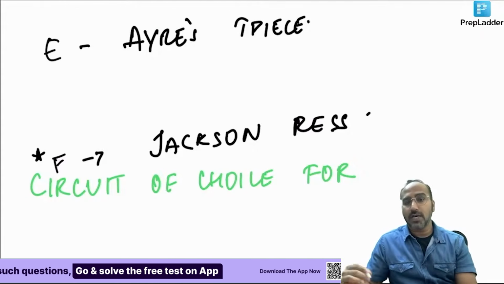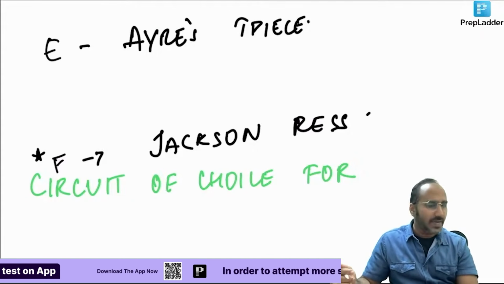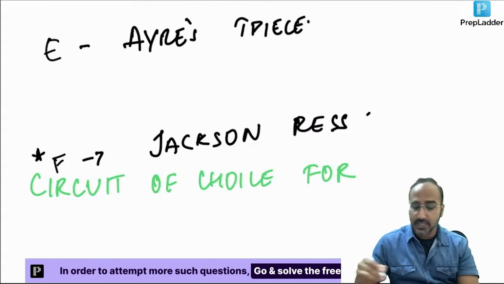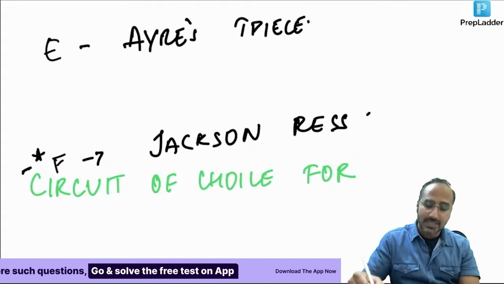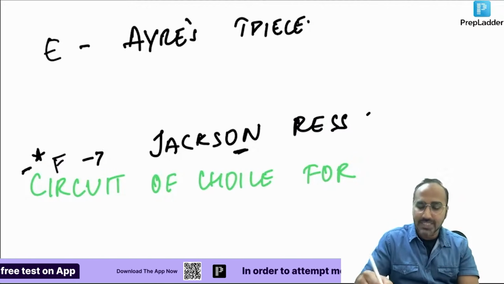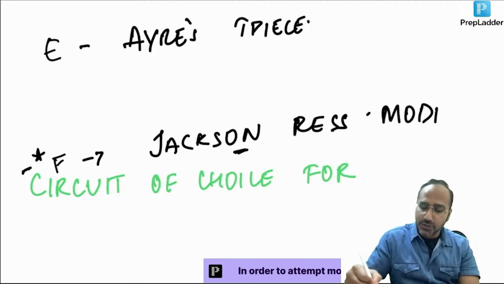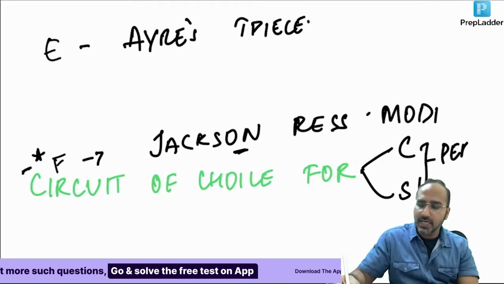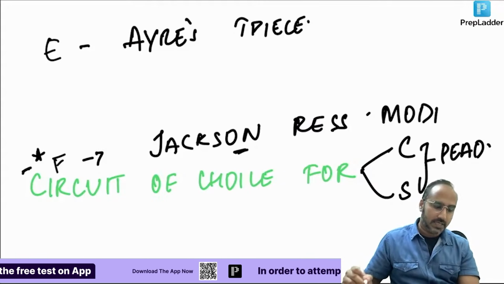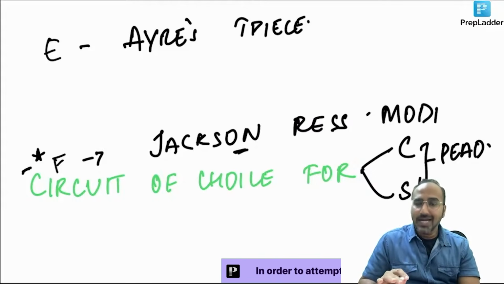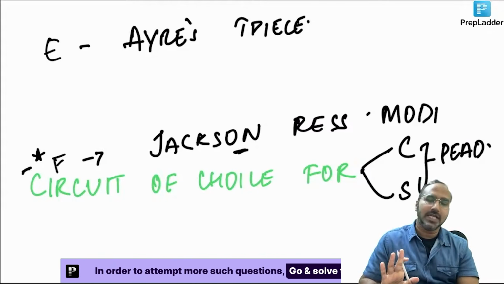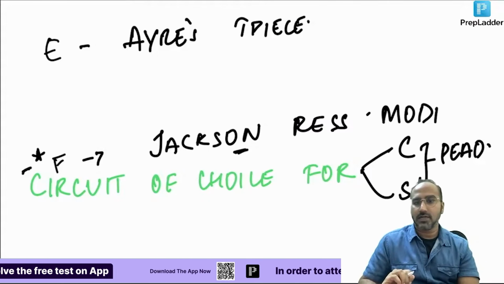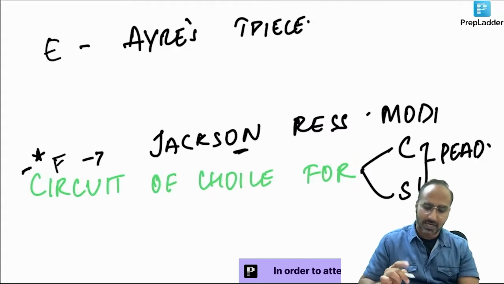The Ayre's T-piece is basically used for weaning of the patient off the mechanical ventilator. You can use it when moving the patient from one unit to another unit. Mapleson F, this is very important, guys. This is a modification of the Ayre's T-piece, which is called the Jackson-Rees modification. This is a circuit of choice for controlled as well as spontaneous ventilation in pediatrics. Remember, guys, the bagless and valveless circuit is the Ayre's T-piece. The Mapleson F circuit means you will be having a bag, but it will be valveless.